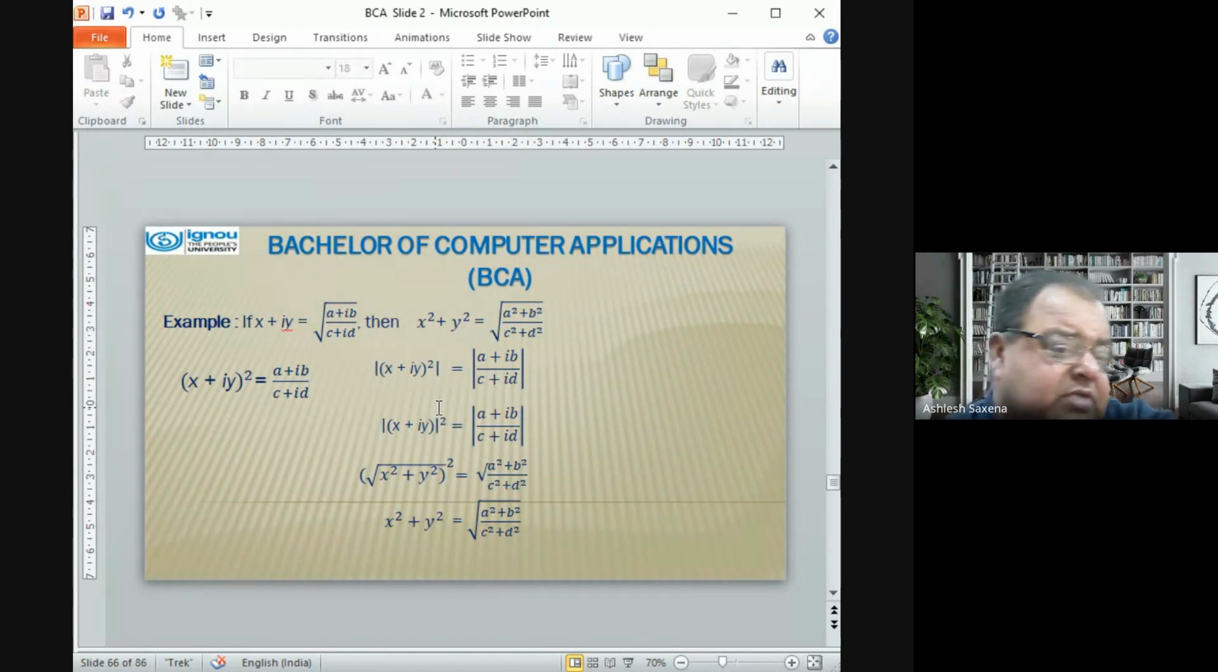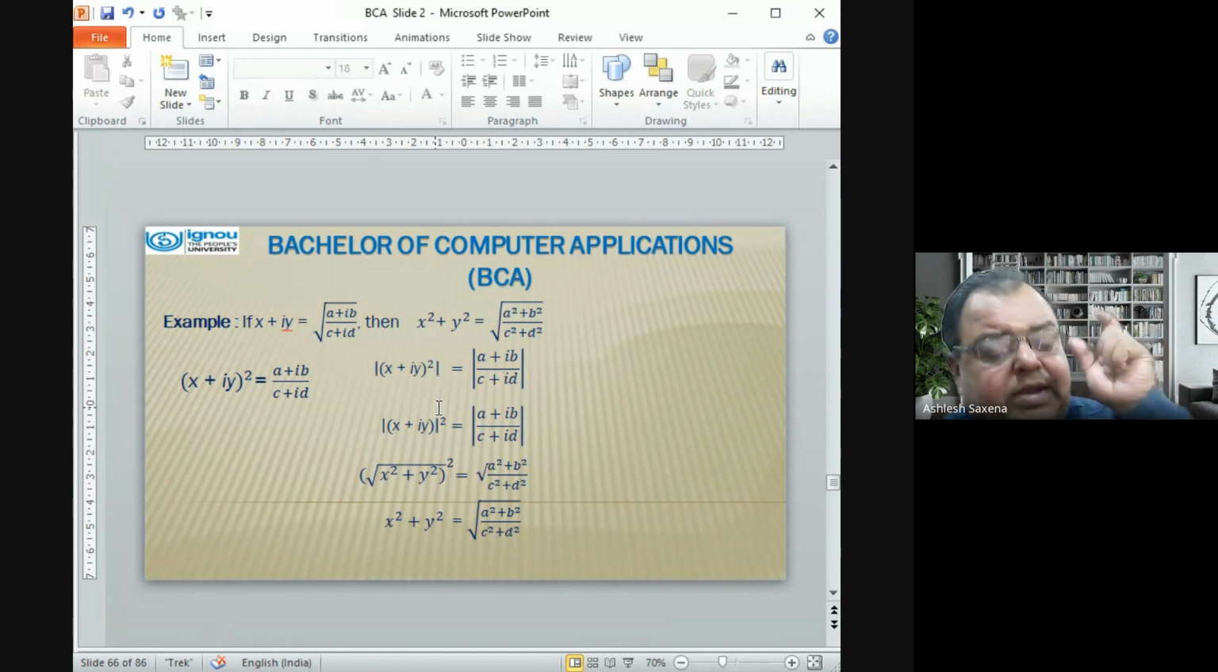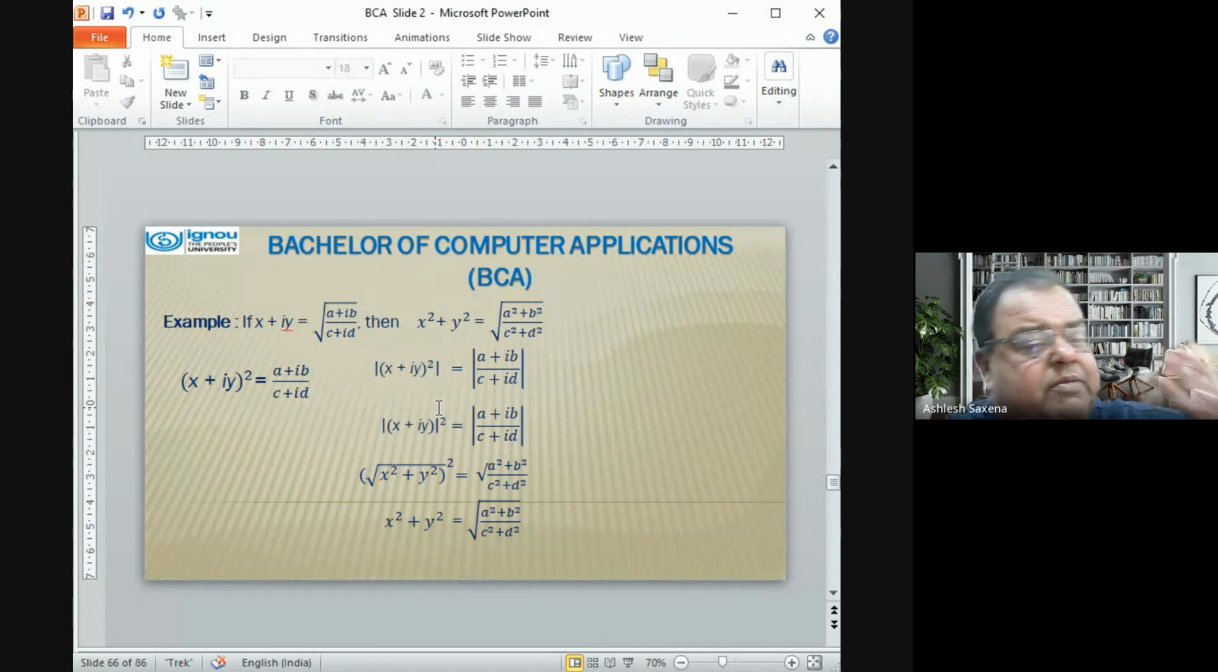Now you can see, you have been asked to find the value of x square plus y square. So what you have to do? Pick the original question, square it. When you square it, the under root will be removed. And on the left hand side you will get x plus iota y whole square. And on the right hand side you will be left with a plus iota b upon c plus id.